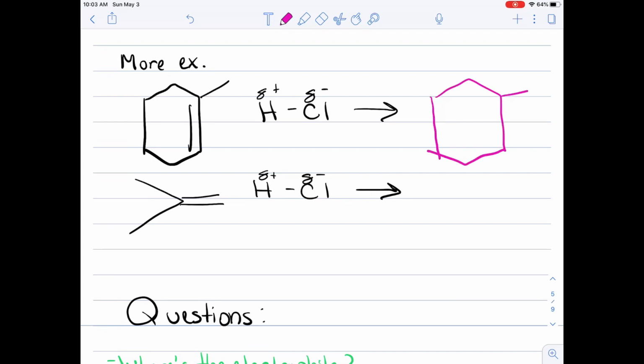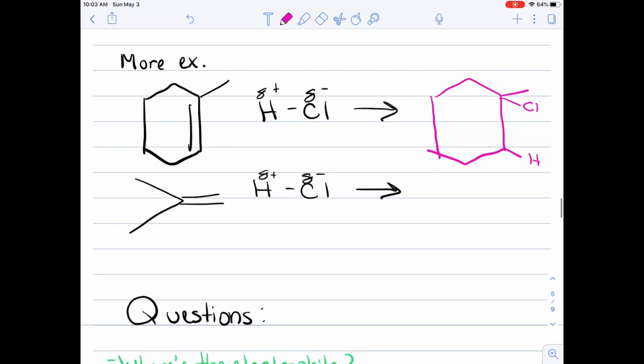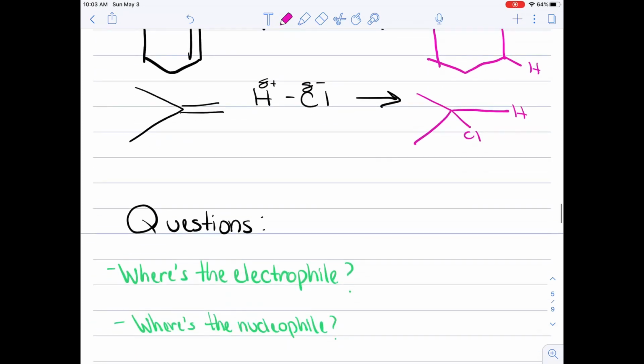For your first one, your chlorine is going to want to bond to the more substituted carbocation. Your hydrogen will bond to the less substituted one. For your second one, chlorine is going to bond to the more substituted one, hydrogen to the least substituted carbon.